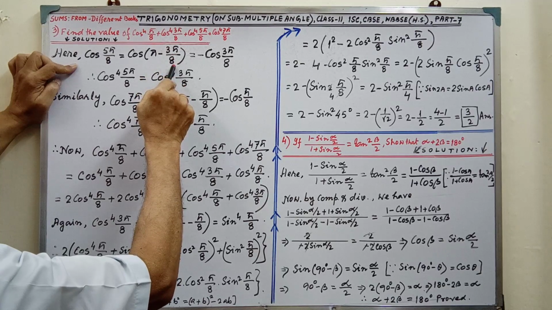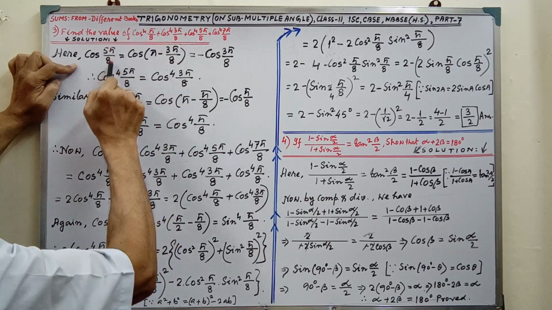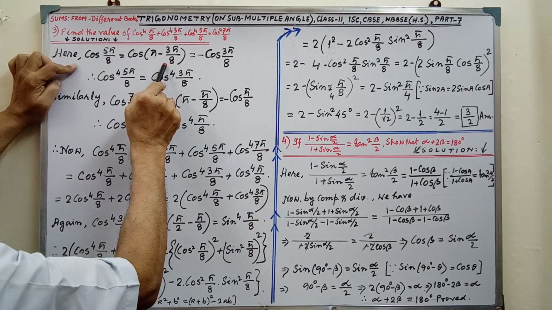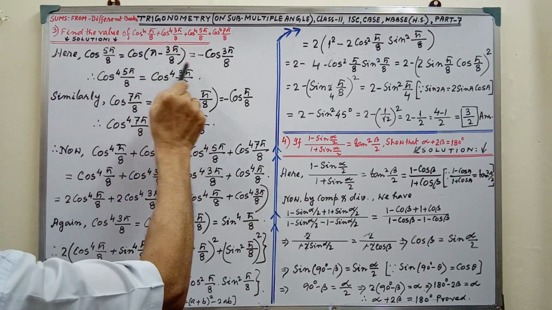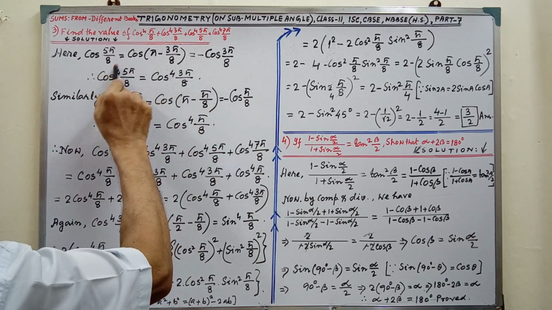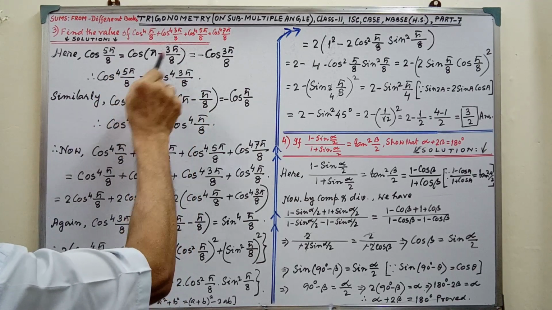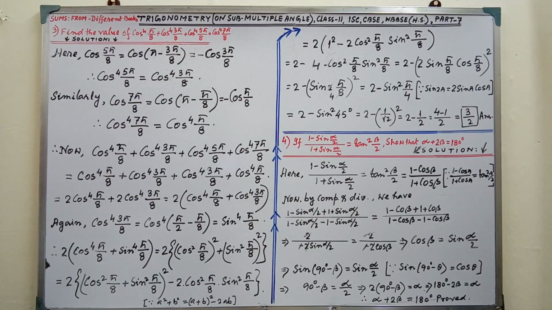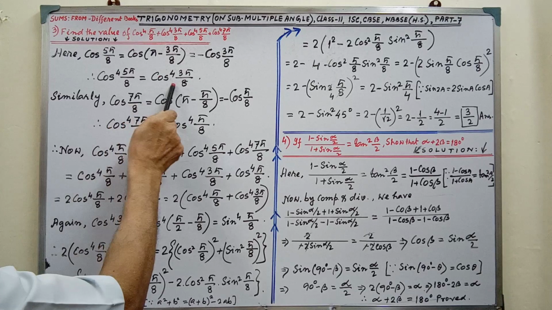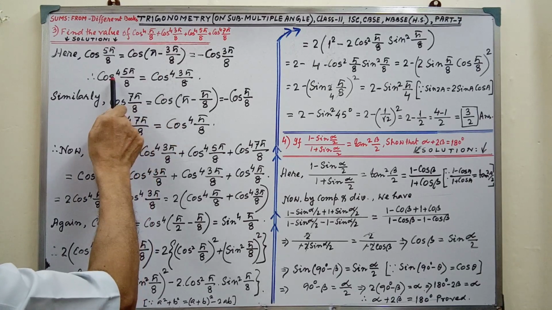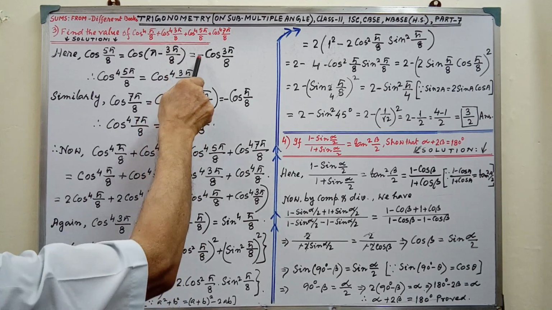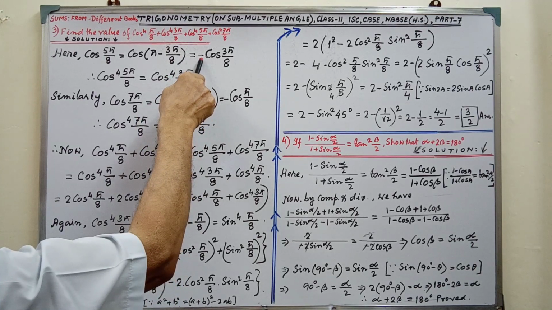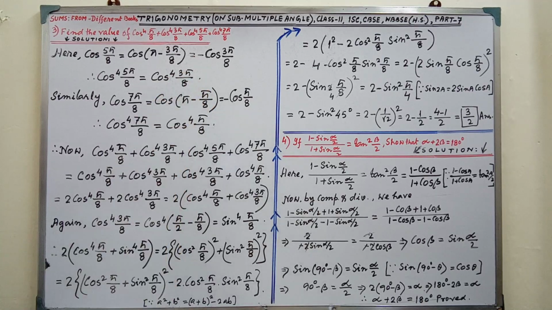Why 3 pi by 8? 5 pi by 8, if you take the LCM, that is 8 pi minus 3 pi, that is 5 pi by 8. In this way, 5 pi by 8 we may write cos (pi minus 3 pi by 8) equal to minus cos 3 pi by 8. Now taking power 4 on both sides, then this is the even. This is why this minus will be plus.